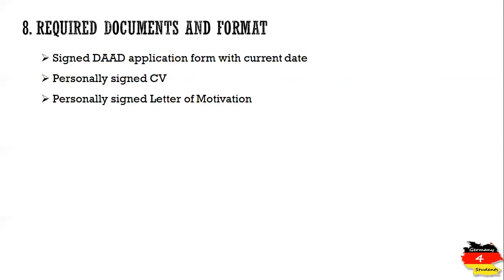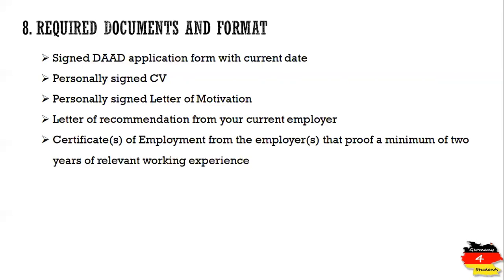And you have to relate your personal 2 years of professional experience with the program that you are applying for. You have to get a letter of recommendation from your current employer, and this letter of recommendation must be issued on the letterhead of the company, must be signed and stamped by the issuing authority, and it must also contain the current date. The certificate of employment, which proves that you have completed 2 years of relevant working experience.